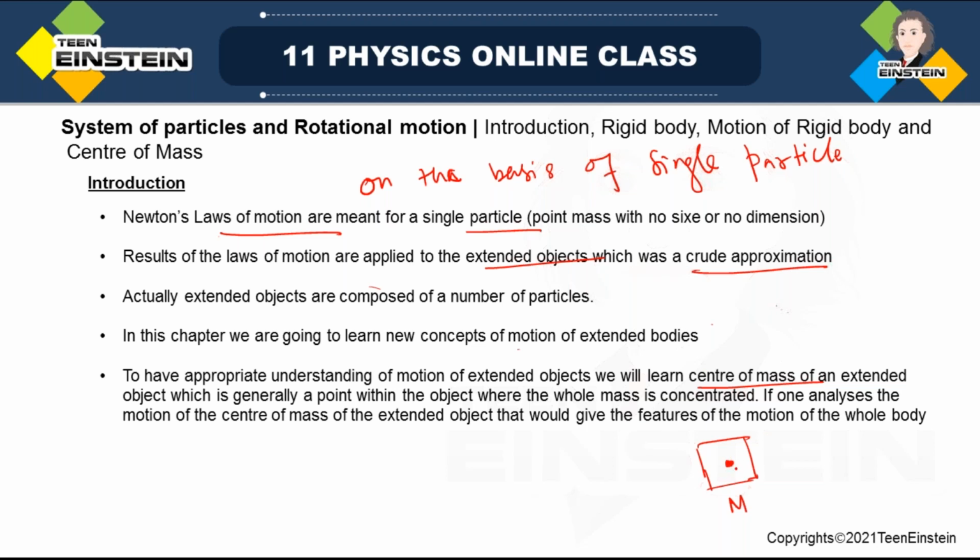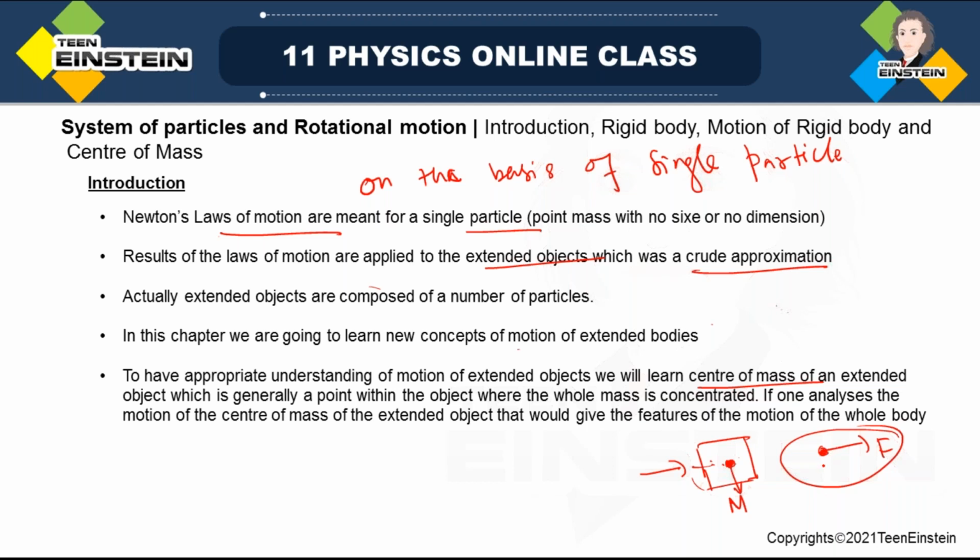So center of mass will be a point through which the whole mass is acting, or at which the whole mass is concentrated. Okay, and if we apply any force on this object, we will think that the force is acting on this center of mass. And if we see the motion of center of mass, then the motion of the whole object will be identical to the motion of the center of mass.